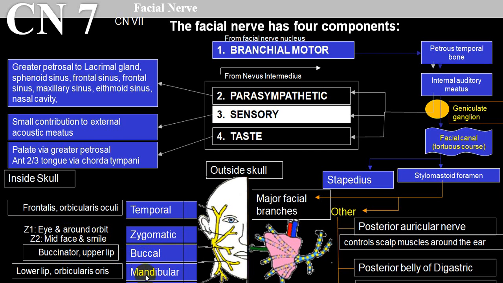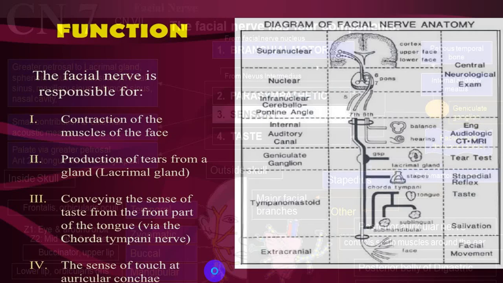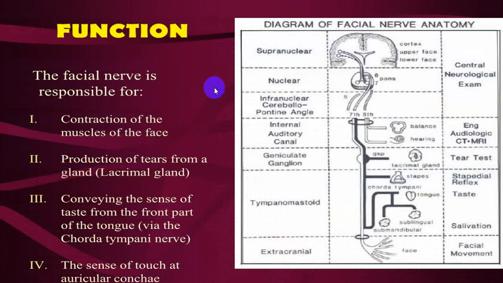Mandibular division, or we call marginal mandibular branch, will supply orbicularis oris and lower lip, which will take part in movement of lower lip and depression. And cervical division will supply platysma muscle. So these are the different groups of muscle which will be supplied, and in a few slides we will be mentioning the action of each.